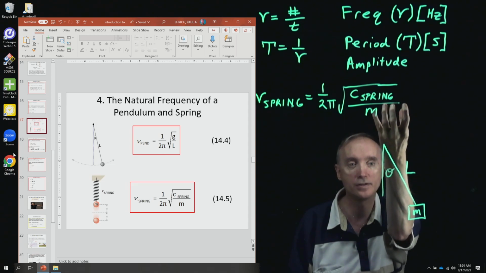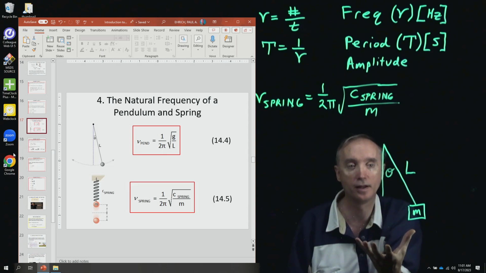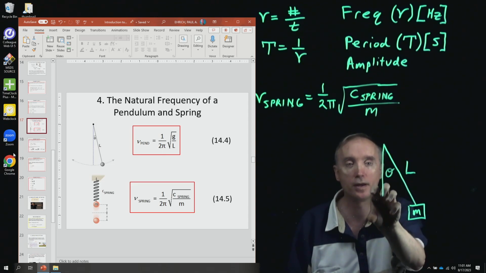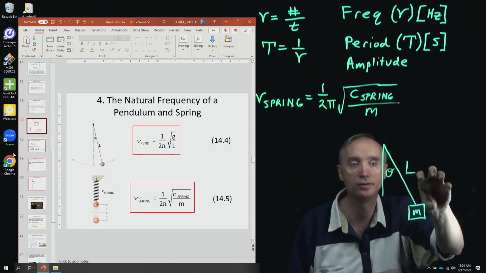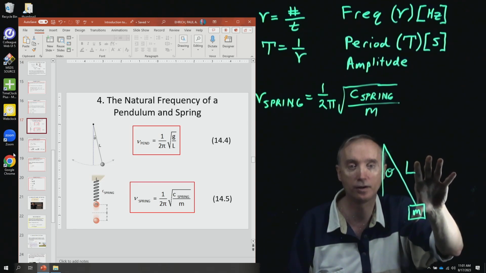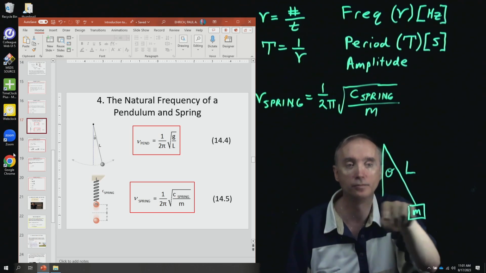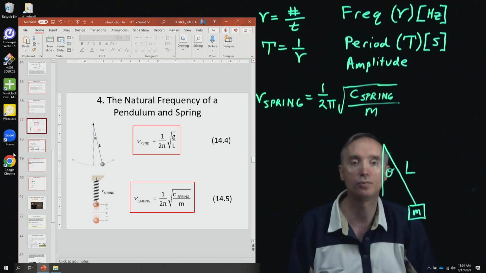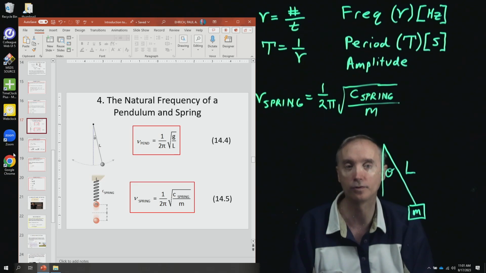With the mass on the spring, we pull it straight down and then let it go. But this time with the pendulum, we're going to pull it off to the side and let it go, and it's going to swing back and forth. What we want to be able to do is to calculate the frequency at which that pendulum is going to swing back and forth.